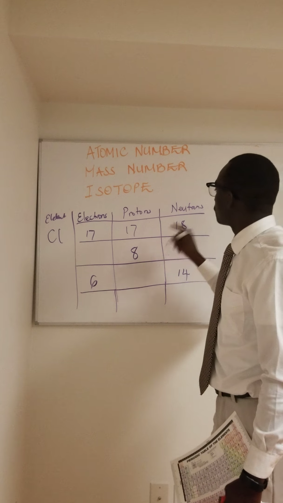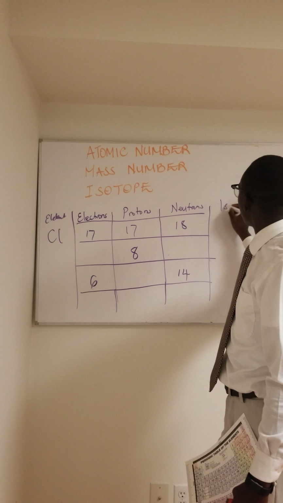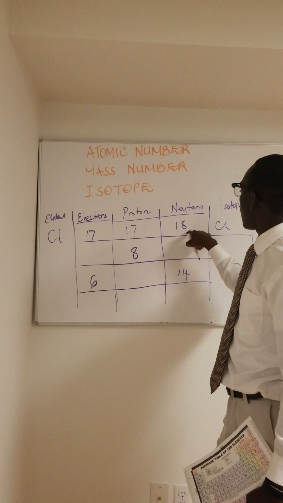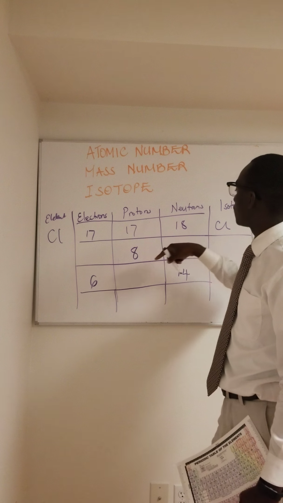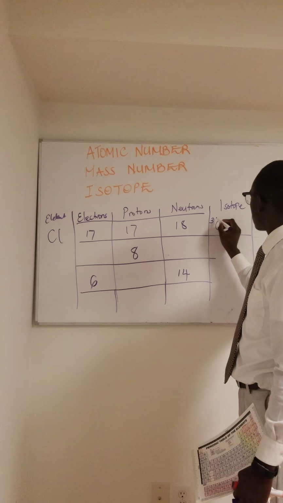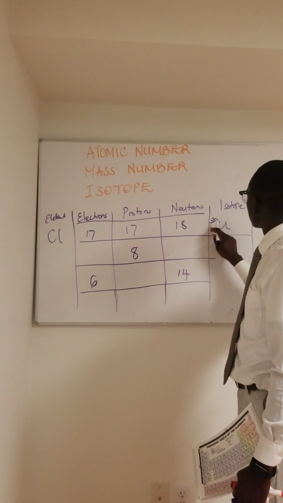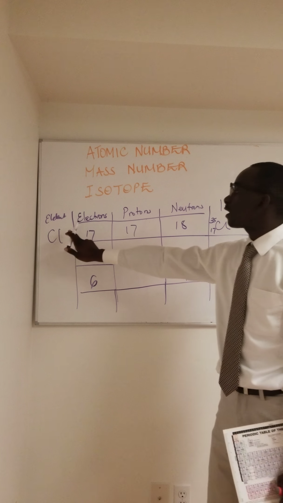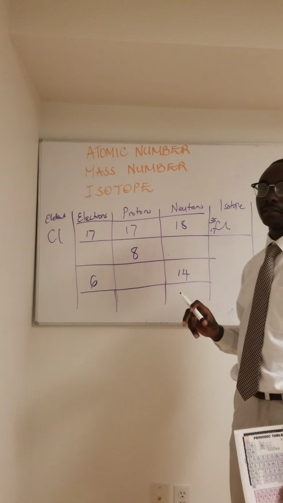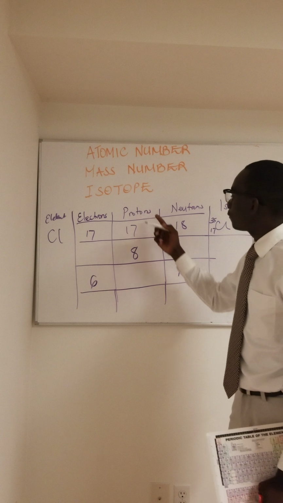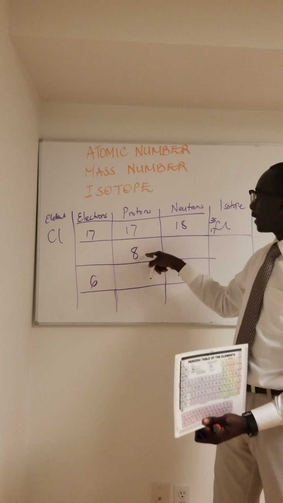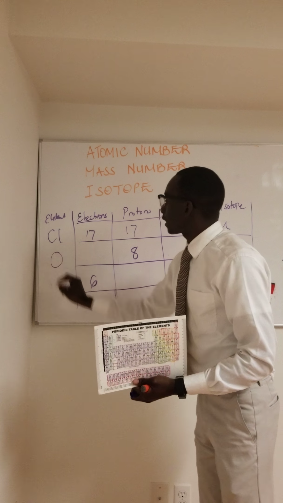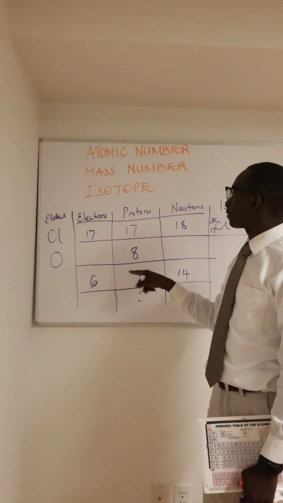Here they can ask you to write the isotope. So it is chlorine and has 18 neutrons. 18 plus 17 will give you chlorine 35. So this is the isotope chlorine 35. You've identified the element and which type of isotope it is. Then on this second one, they only give you the number of protons, which is 8. Looking at the periodic table, atomic number 8 is oxygen. The number of electrons must be equal to the number of protons.